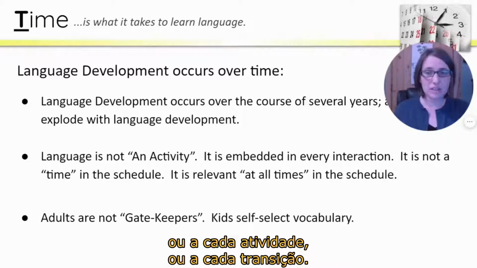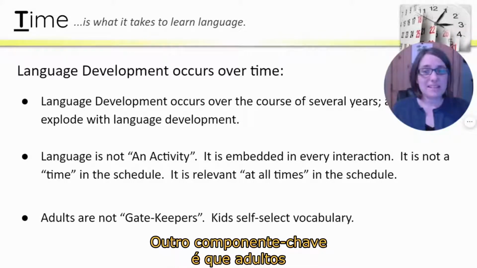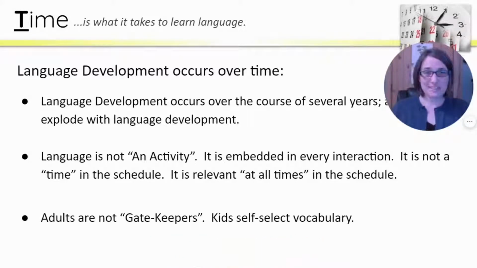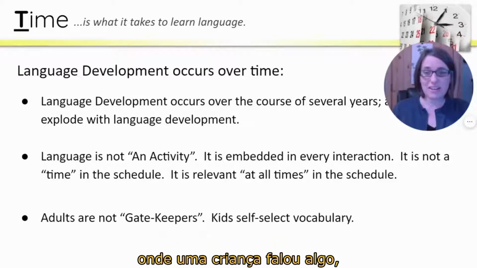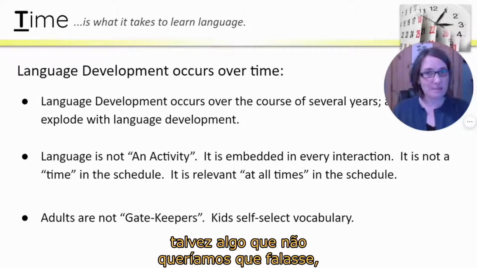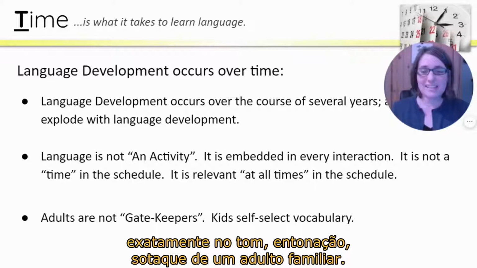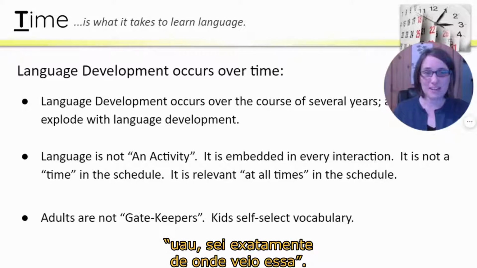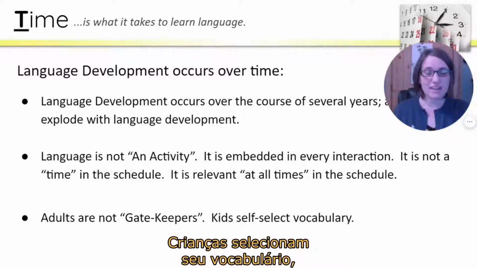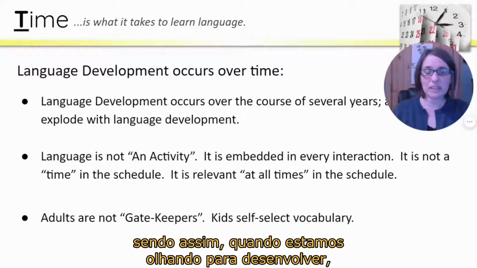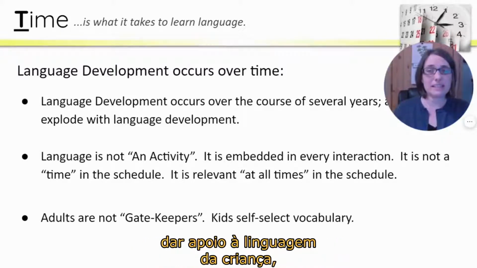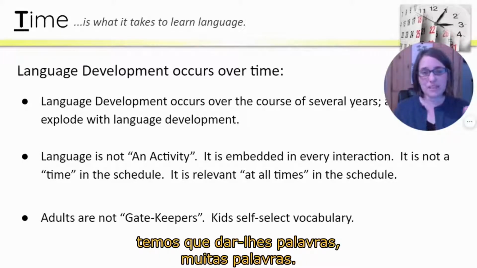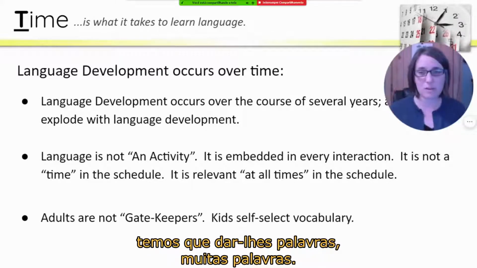Another key component is that adults are not gatekeepers of words. So we've all had the occasion where a child has said something, perhaps something we didn't want them to say, in the exact tone, intonation, with the right cadence of a familiar adult. And we hear it and we say, oh, wow, I know exactly where he got that. Kids self-select their vocabulary. So when we are looking at supporting a child's language development, we have to give them words. We have to give them lots of words.